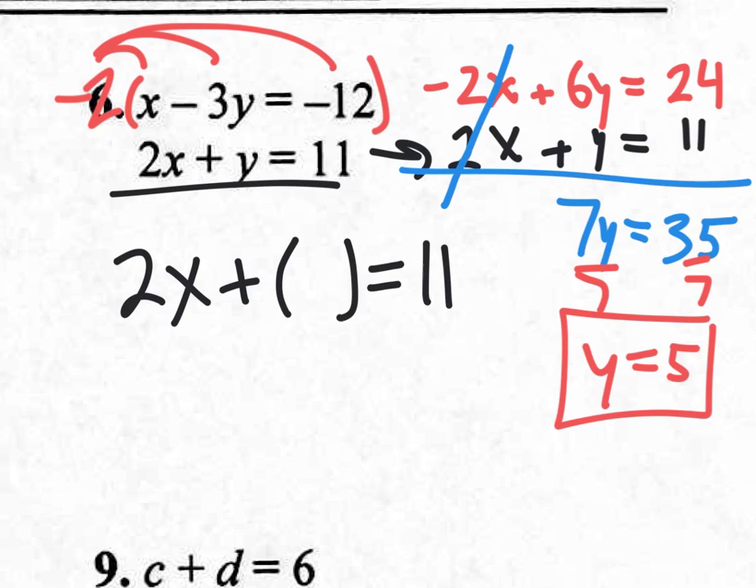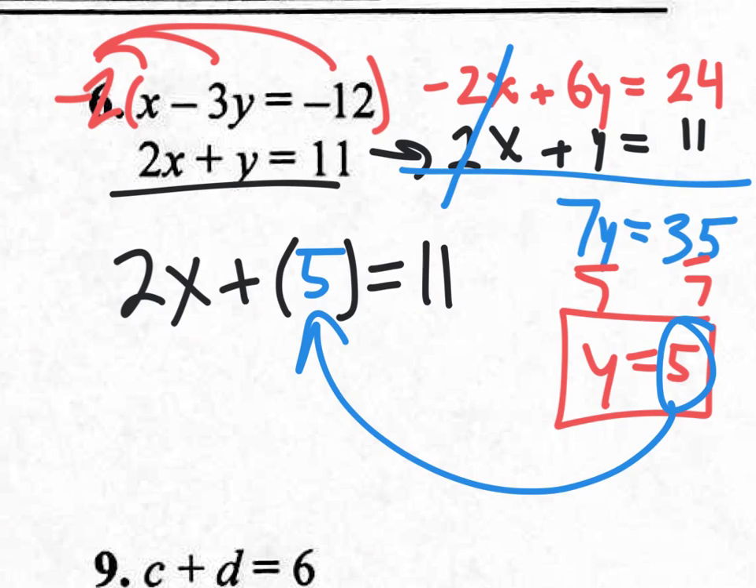Equals 11. Now, why did I put parentheses? Because I know that y equals 5. And I'm going to take that 5 and put it right there. So once again, I'm going to take this 5 and put it right there. So I really have 2x plus 5 equals 11. I don't even need the parentheses, really. It's just 2x plus 5 equals 11.